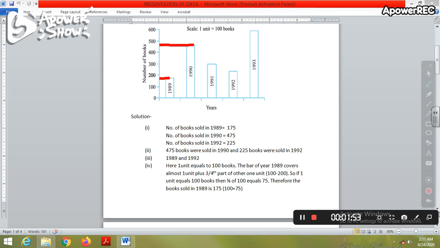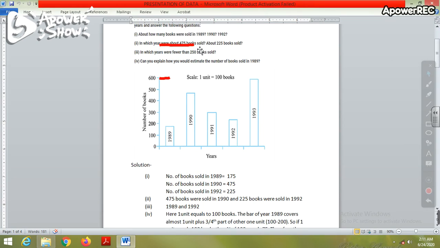Now, the next question is, we have to find out in which year about 475 books were sold. Right now we found that in the year 1990, 475 books were sold. So we can quickly give the answer to this question. Now, about 225 books sold. In which year were 225 books sold? Again we have the answer to this question: in the year 1992.